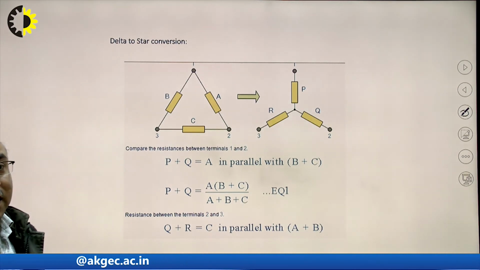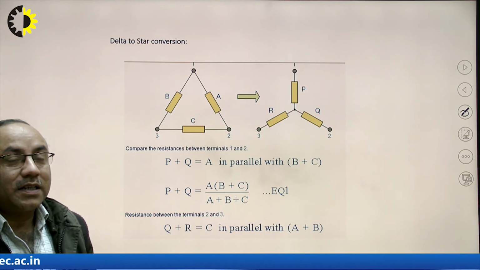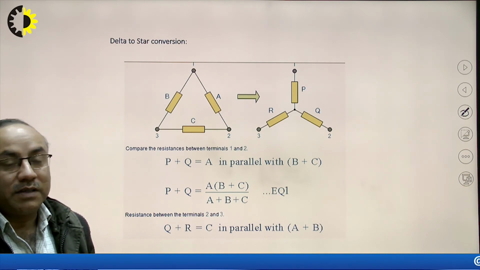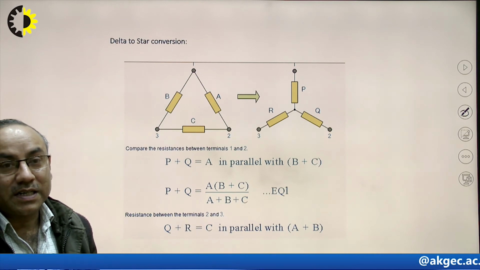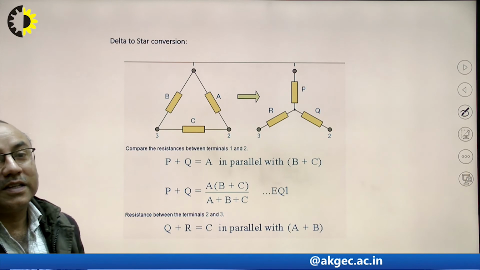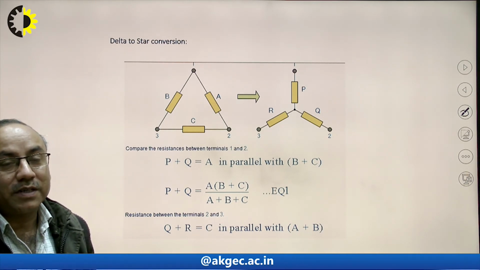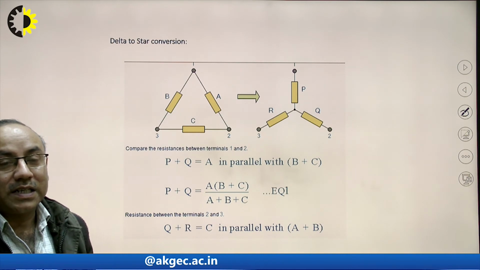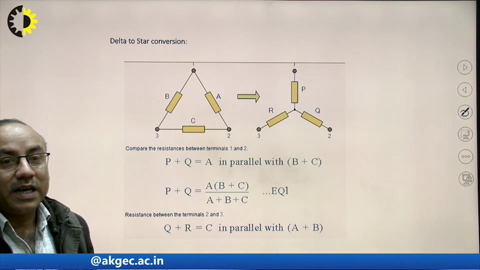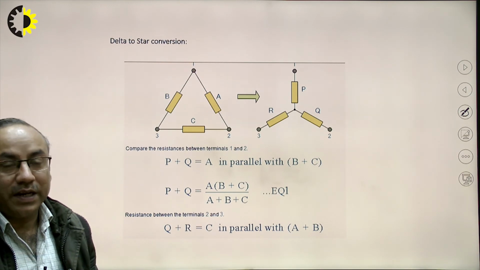So, here we see what is delta connection and star connection. In delta connection, the three elements, which may be resistances, inductances, capacitances or a combination of those, are connected in a triangular form. Like in the left-hand side diagram, you can see these three resistances A, B and C connected in delta, in a triangular connection, at the terminals 1, 2 and 3.